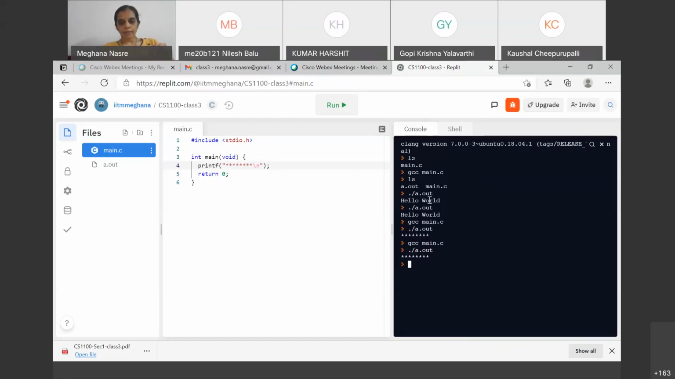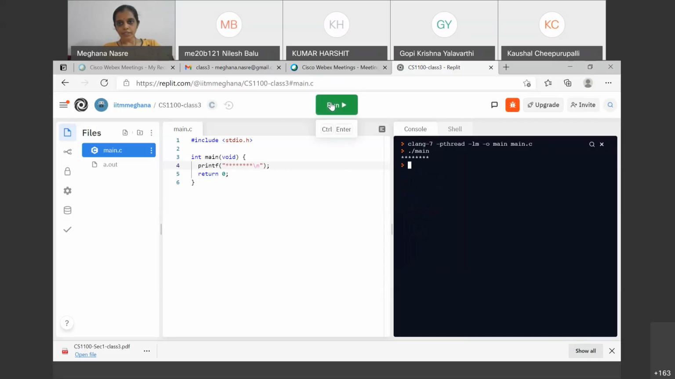Okay, so I will also tell you that there is an easier way which combines this compilation and execution together. If you just press the run button, it will do both the things, that is compile it and execute it. But the compiler is slightly different. That is why I did not use it immediately. It is a different compiler, which is Clang 7. What is -pthread? -pthread is a library that it is including. -lm is also a library that it is linking.